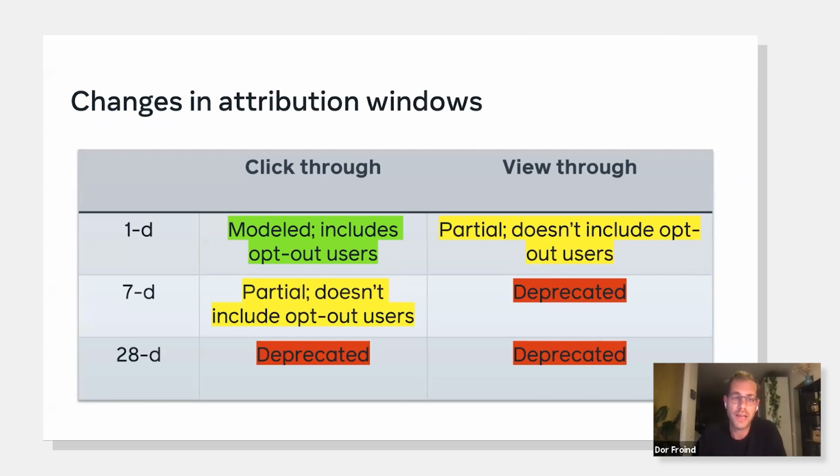So for one-day click-through, that would be modeled to include opted-out users. So in general, that should include as much data as we can offer at this point. For one-day view-through, that would be partial because it won't include opted-out users at all. Same for 7-day post-click. All other windows will be deprecated and will no longer be available. So again, advertisers that have a longer conversion cycle should be aware of that and prepare themselves as much as possible.